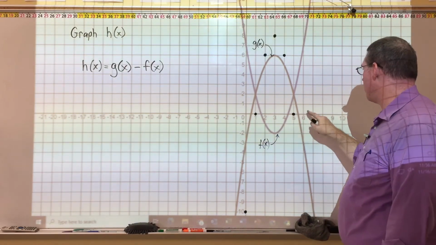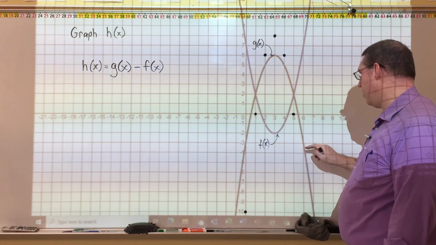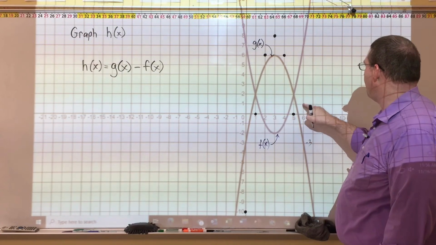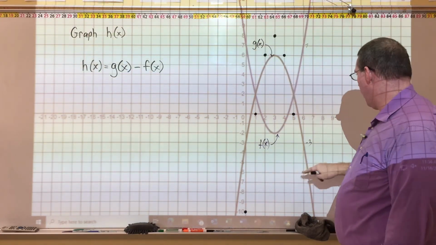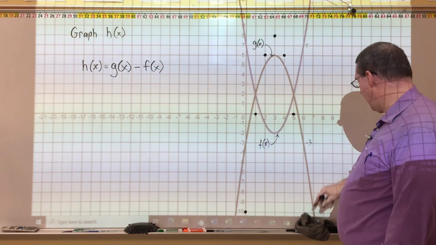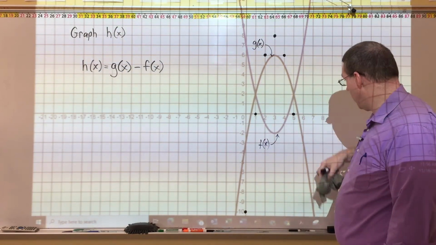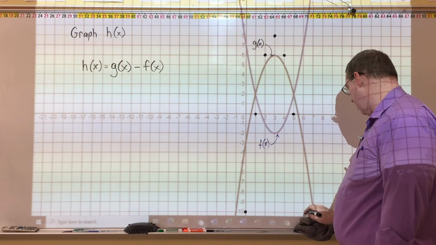and then let's just go to 6. At 6, g of x is negative 3, and f of x is 7. And so, negative 3 minus 7, that's negative 10 again. And negative 10 is all the way down here.